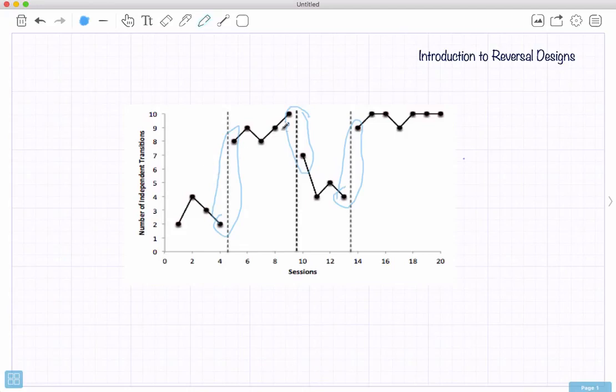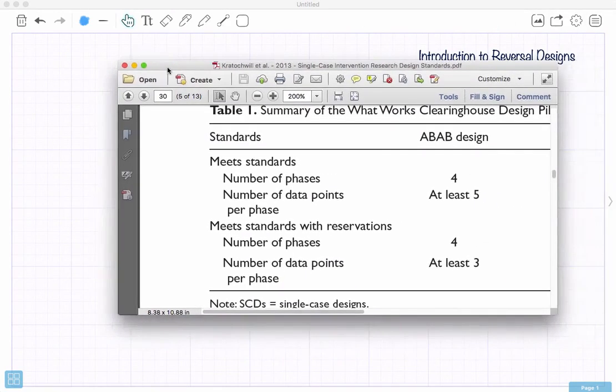Okay, so we do have 3 demonstrations of effect. So it does meet that standard. And then with an AB-AB design, we have certain standards with regard to the number of phases and the number of data points. So I'm going to bring in the Cradwell article for you to look here.